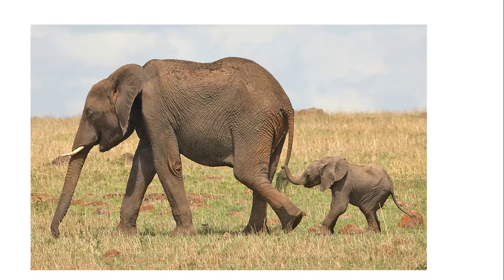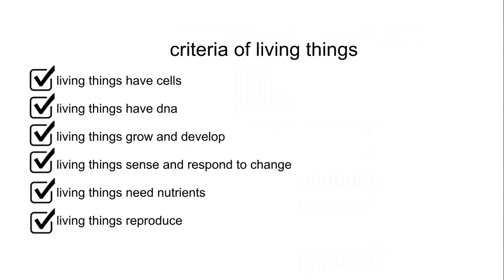The final criteria is that living things reproduce. I won't get too deep into this, but as you can tell, there is a mother elephant and her child. So yes, elephants do reproduce. And every time you see a baby, that's just another sign that we as a human species are living. And those are all the criteria for living things.